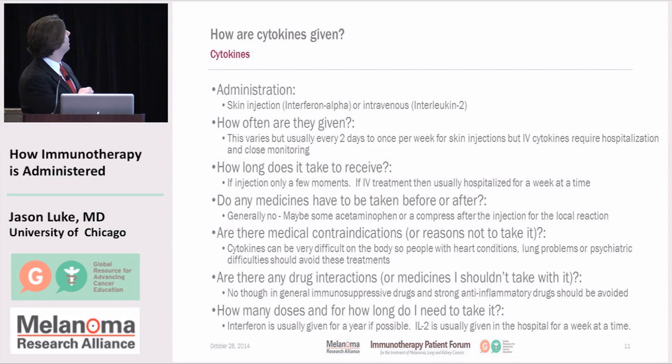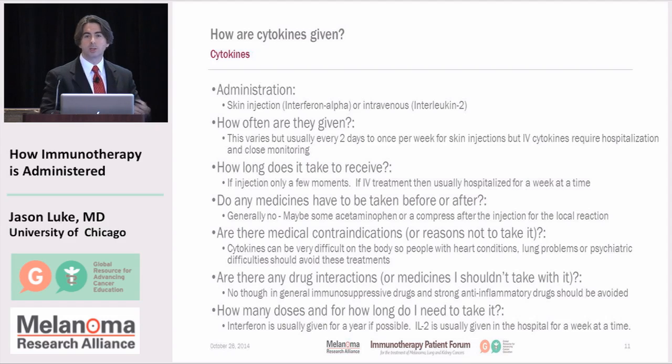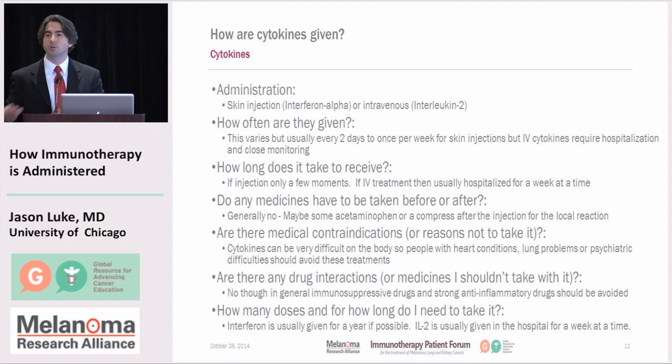How often are they given? Again, this varies on which one. It can be every couple of days if you're doing the skin injection. But if you're doing one of the IV therapies, this can actually require inpatient hospitalization. Patients who are undergoing melanoma therapy sometimes get IL-2, and they have to be admitted to the hospital for a week at a time. How long does it take to receive them? Obviously, if you're getting a shot, that's going to be a lot different than if you're getting an IV therapy, and it's specific to which kind of cytokine you're getting.